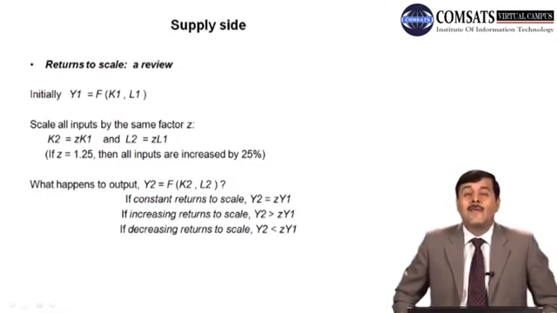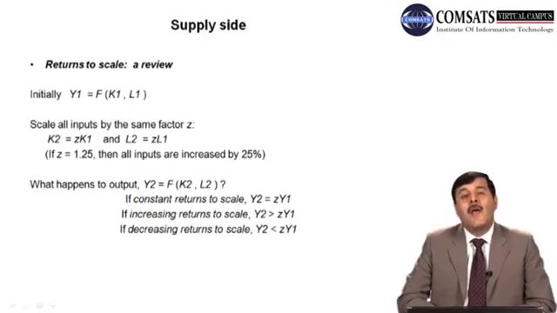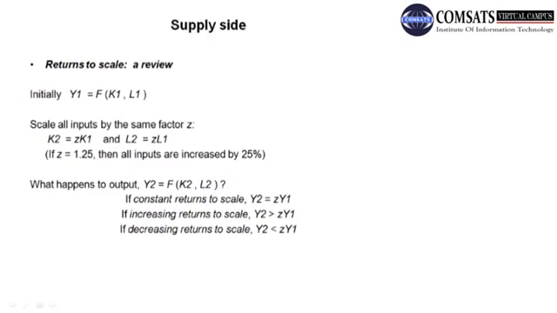And if the increase in output is less than the increase in input, then we can say that there are decreasing returns to scale. अगर हमने जैसा कि इस एग्जांपल में हमने इनपुट को 25% बढ़ाया और अगर आउटपुट 25 से कम फीसद बढ़ती है, let us say 20 or 15%, then there will be decreasing returns to scale in the economy.